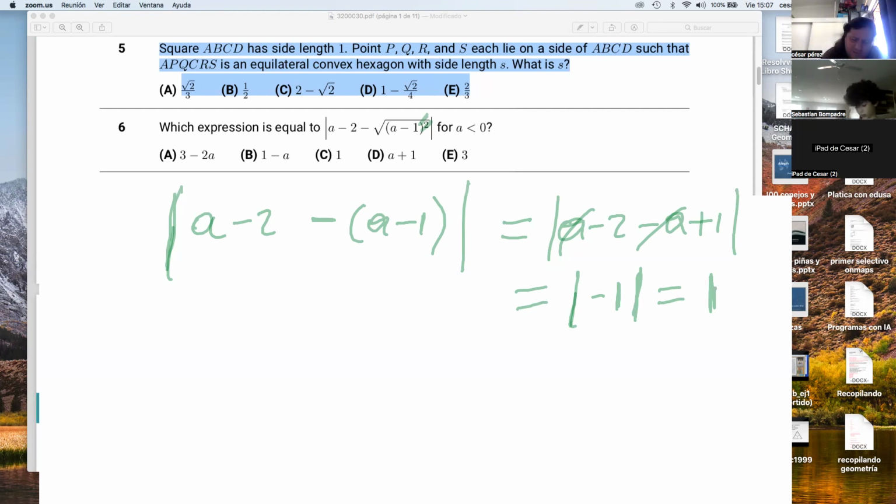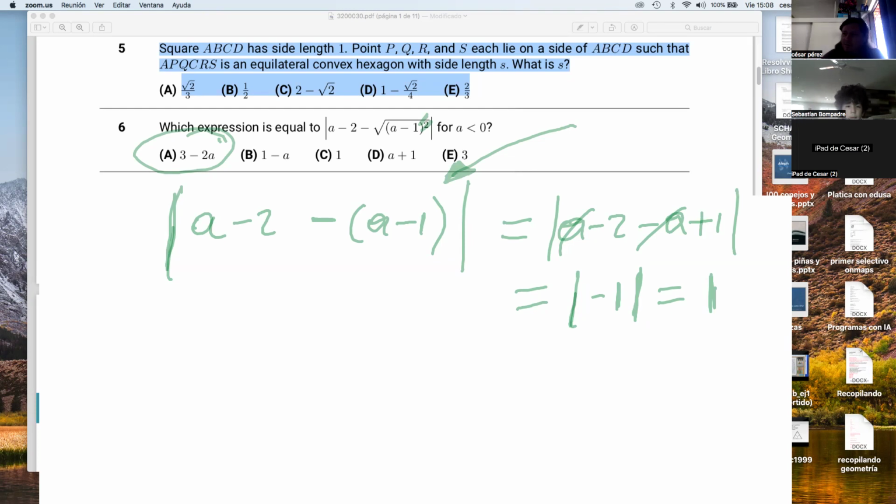But you said that the answer is A? Yes, the answer is A. But what is wrong with this? That A should be negative. Okay. So negative A.